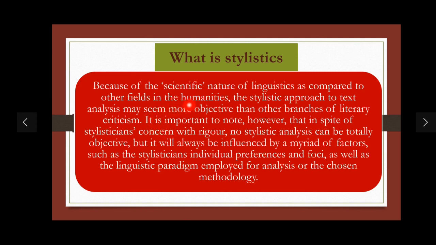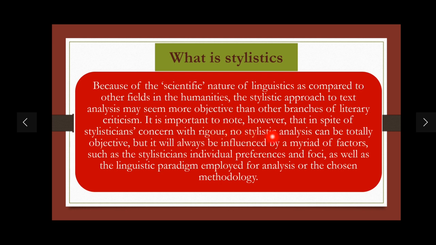Because of the scientific nature of linguistics as opposed to other fields in the humanities, the stylistic approach to text analysis may seem more objective than other branches of literary criticism. So we have other branches of literary criticism which might not be objective, but stylistics is objective because its nature is linguistic, or it has its origin in linguistics. So linguistics is scientific and stylistics is also scientific. So that's why they say other branches of literary criticism.